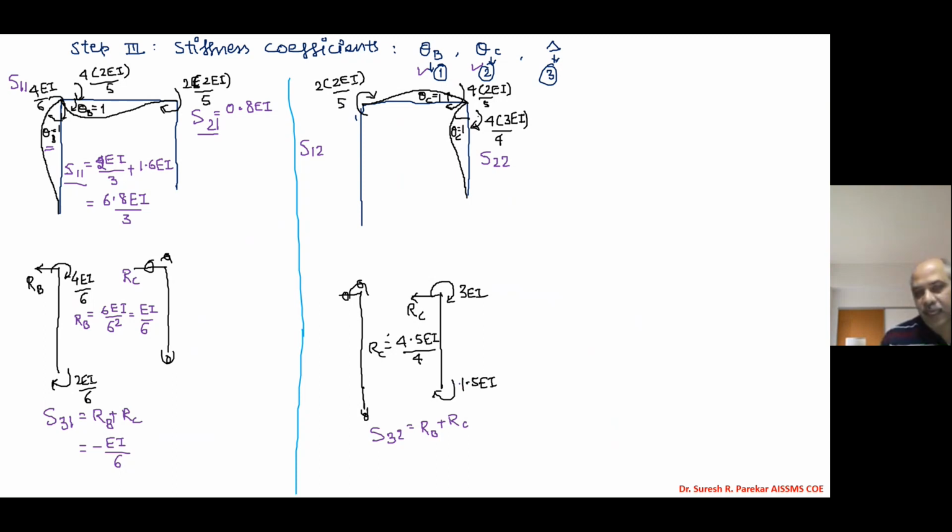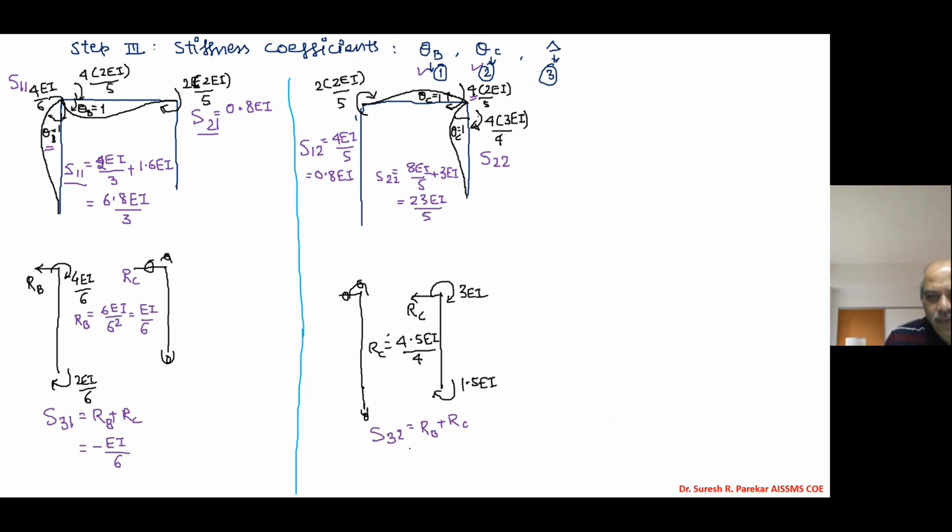And then from this, we will get S12 as 4 EI by 5, so 0.8 EI. S22, if we calculate, we have this value 8 EI by 5. So 8 EI by 5 plus 3 EI. So we have this as 15 plus 8, so 23 EI upon 5.